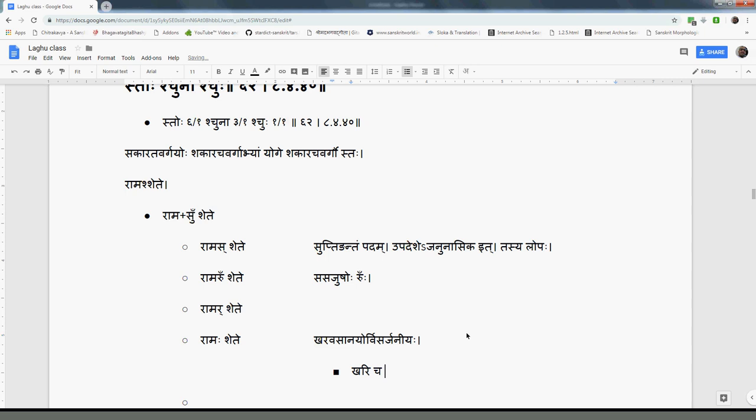What has happened is this: khari cha visar, so khar cha visar, I can say khari cha, visarjaniye avasane. Khari cha avasane pare, visarjaniya adesha bhavati. So visarjaniya. If I split this khara and avasana, kharavasanayor is a dvivachana. So that is what khari pare, avasane pare. That's what it means. Khari pare va, avasane pare va, visarjaniya adesha bhavati. This is what it means really.